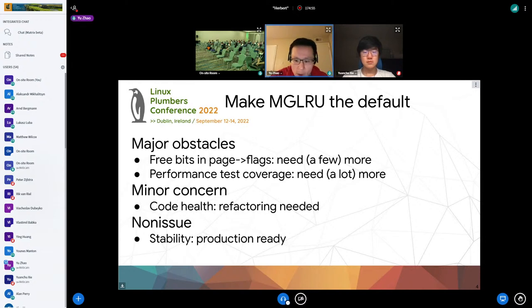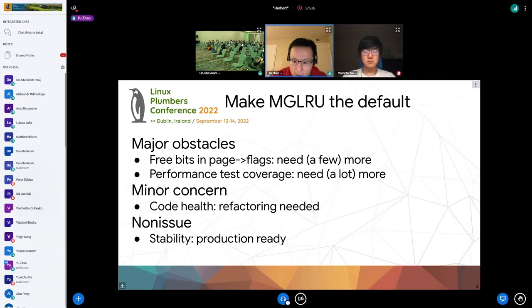The second major obstacle is limited performance test coverage on page reclaim. Many regressions usually were reported only after they had hit the production systems. So we want to minimize the negative impacts on end users, and we have to proactively identify regressions. To do this, we need a lot more test coverage. Currently, the test coverage that is available to us is far from being enough.